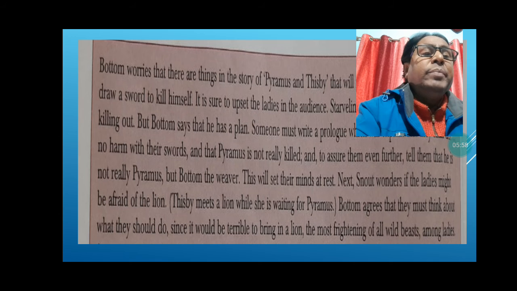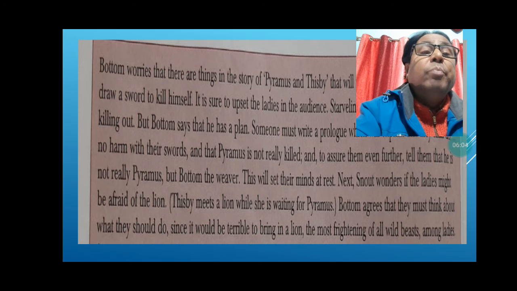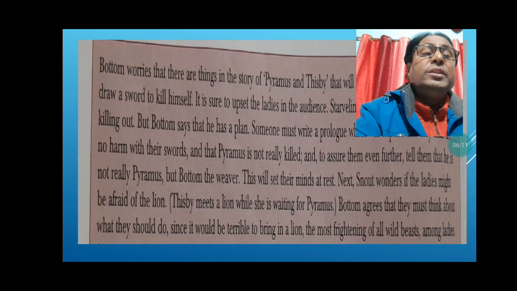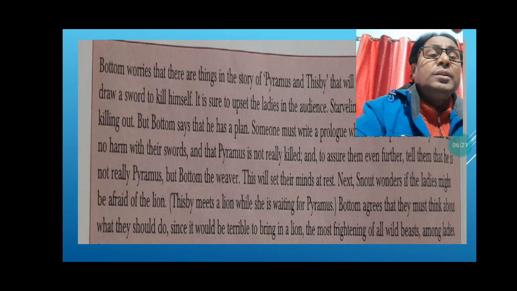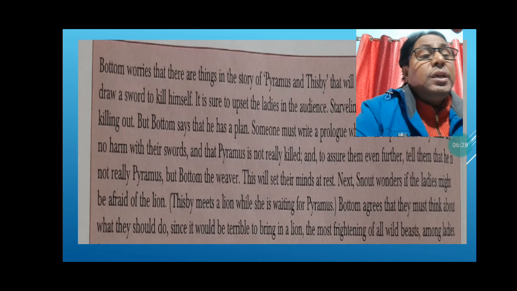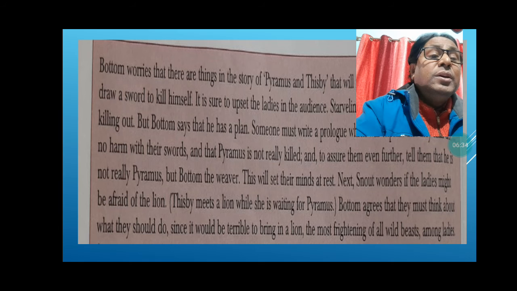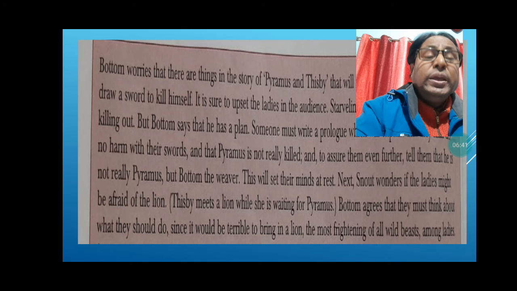And to assure them even further, tell them that he is not really Pyramus, but Bottom, the weaver. That should be mentioned in the prologue, they suggested. This will set their minds at rest. Next, Snout wonders. As you know, these are the characters of this rehearsal, the drama that they are going to rehearse. Next, Snout wonders if the ladies might be afraid of the lion. That was one part, the lion. So if the ladies would be afraid of the lion, Thisbe meets a lion also, while she is waiting for Pyramus.